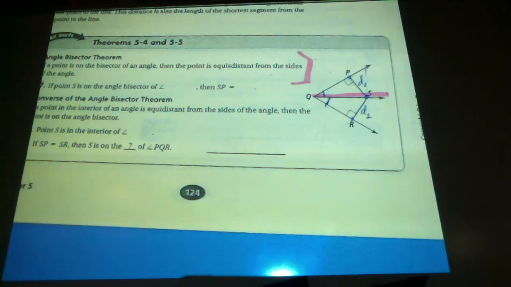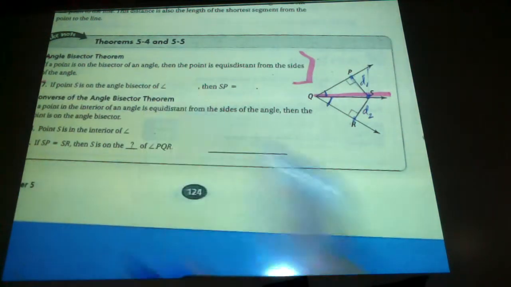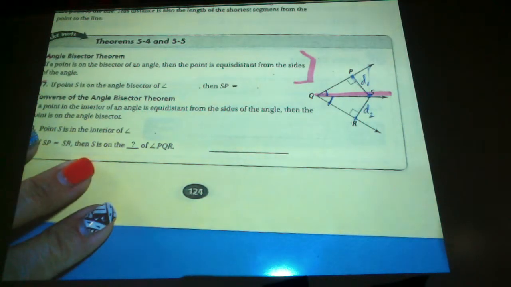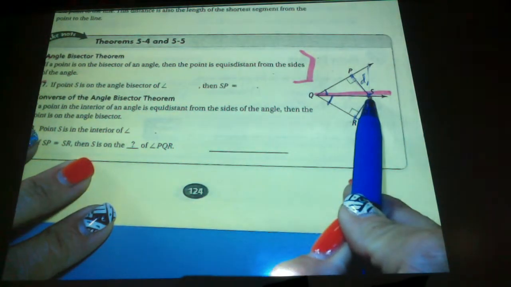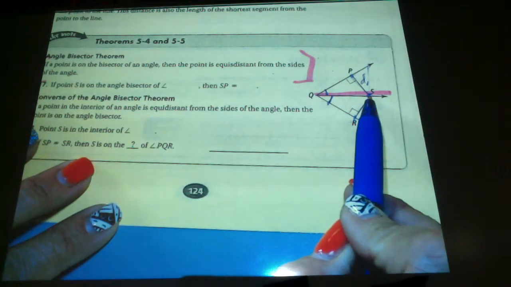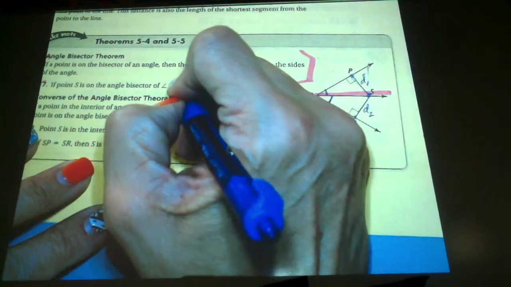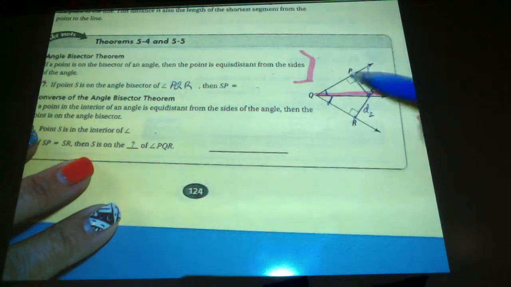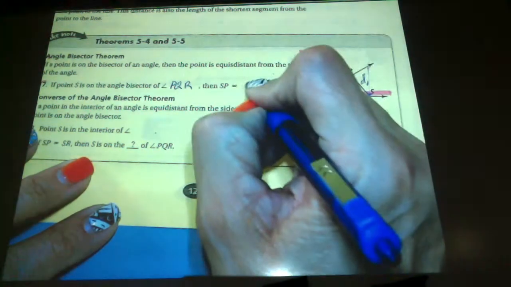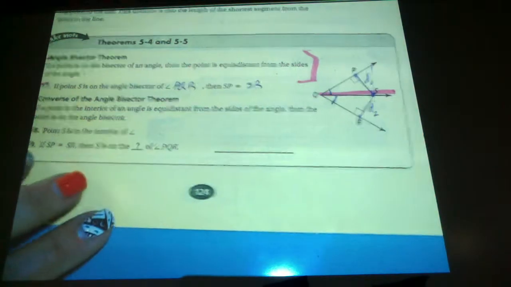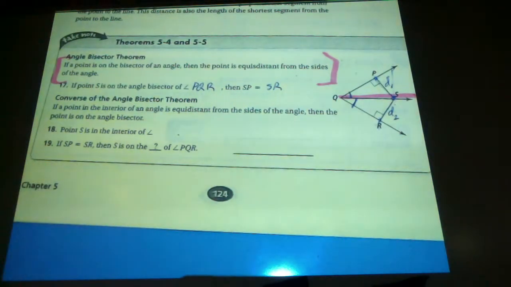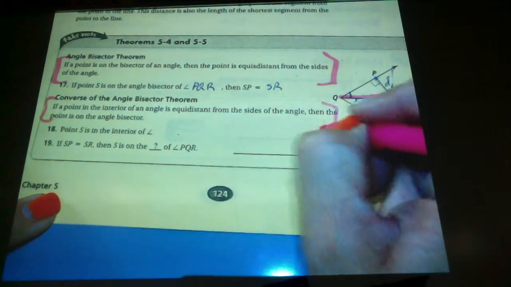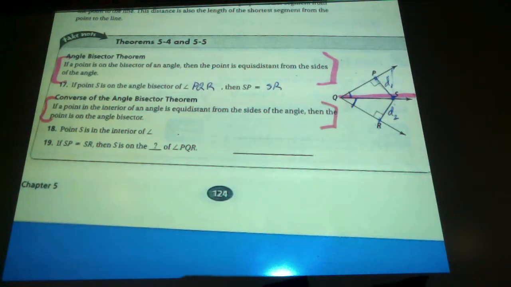So the question says, if point S is on the angle bisector of, what angle is it bisecting? PQR. Then the distance from S to P is equal to what? The distance from S to R. Then look at the converse. And these all go on flashcards. Both the regular theorem and its converse, because you've got to be able to read them forwards and backwards.